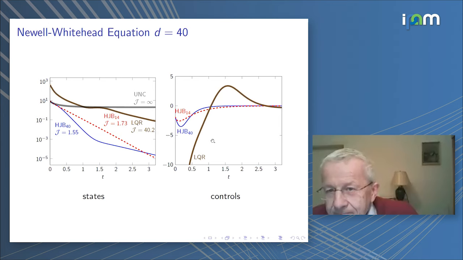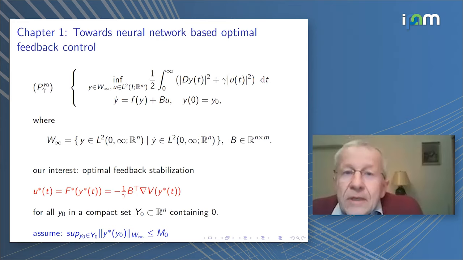Chapter one, towards neural network-based optimal control. Right away, this work is inspired by HJB, but we are not using the network to approximate the HJB, but rather the feedback function.